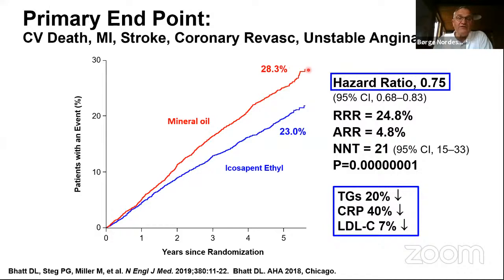So remember, 1 in 3 get an event untreated at 5 years. So that's a hazard ratio of 0.75. And that means the number needed to treat to prevent one is 21, highly significant. With this drug, triglycerides were reduced 20%, CRP 40%, and LDL 7%. I don't think it's triglyceride that explains the whole effect, but it will probably explain a little fraction of it.